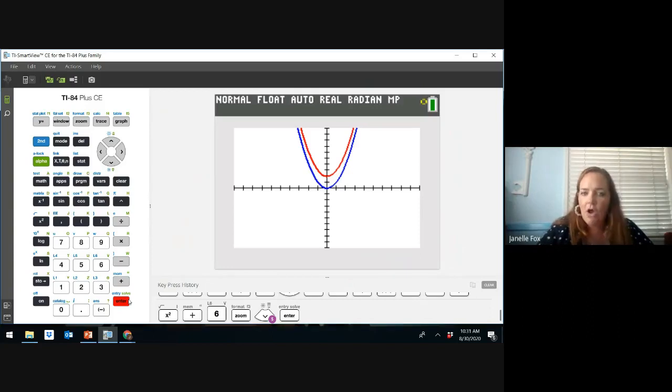And you can see all of my beautiful graphs. Look at all of those. Look at all those parabolas. Aren't they beautiful? I mean, honestly, they're gorgeous.